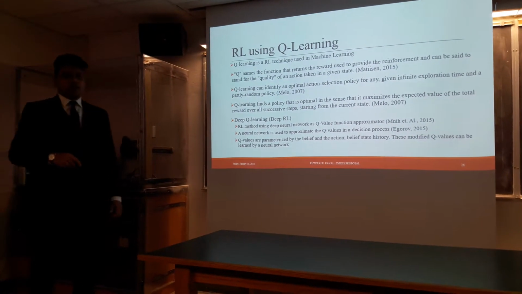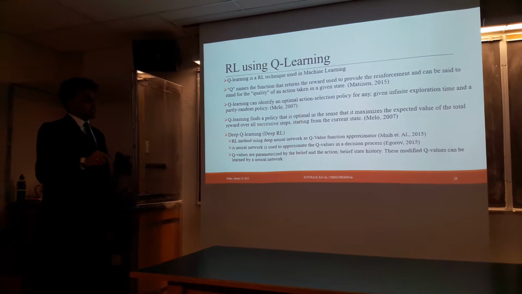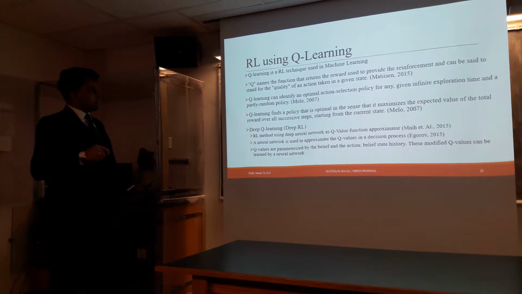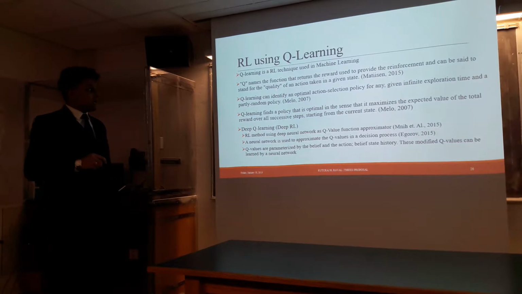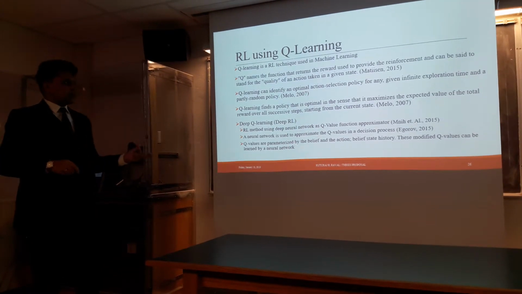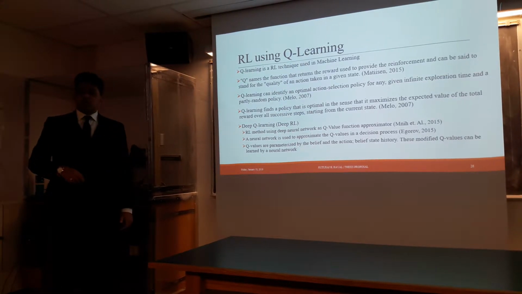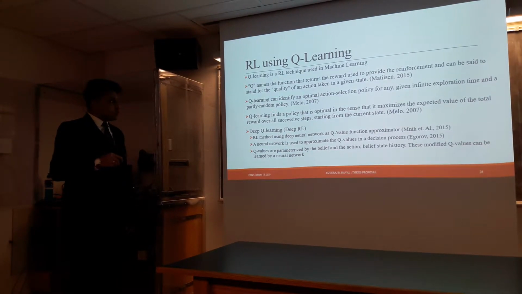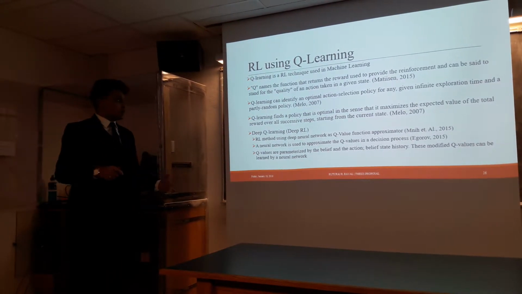Q learning is another technique used in machine learning. The Q here stands for the quality of an action taken in a given state. So Q stands for the combination of state and action to decide the quality of that particular loop. That is what we call feedback, and that can be given as a reward to the agent again from the user's end. Q learning can identify an optimal action selection policy for any given infinite exploration time, which could be a partly random policy. When we are targeting uncertainty using the POMDP, we need a partly random policy, because there is no such finite state that we can use to decide whether the user has reached the goal or not.